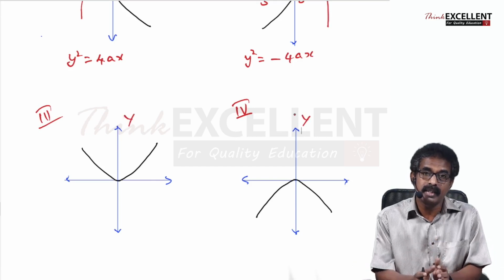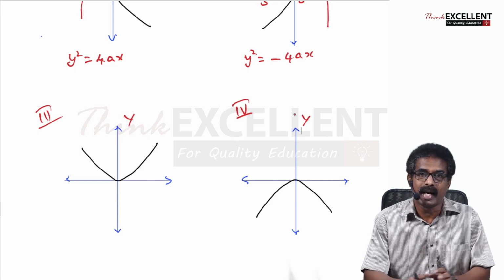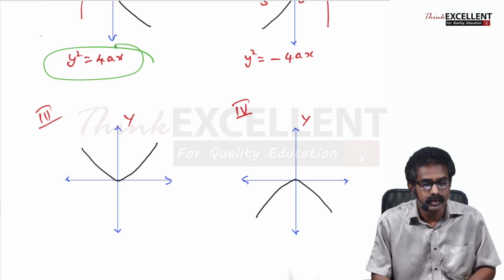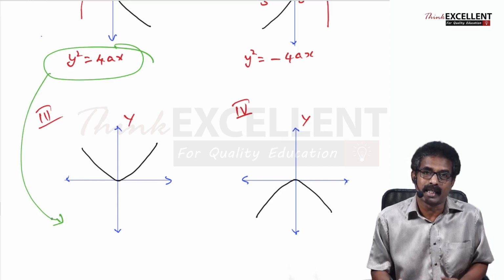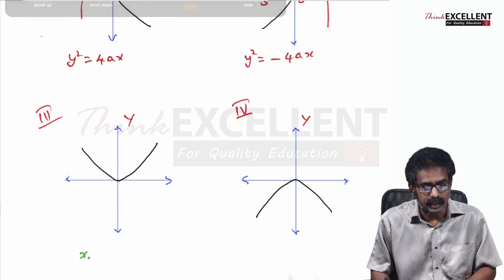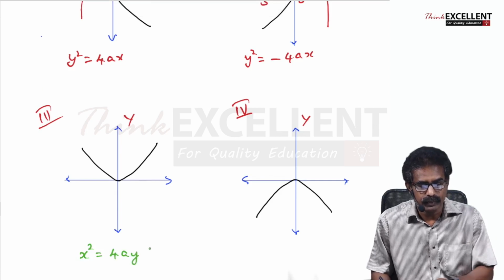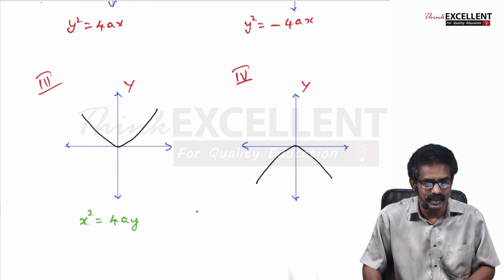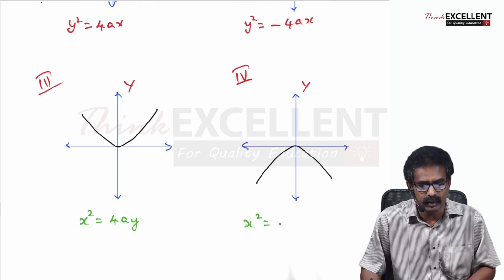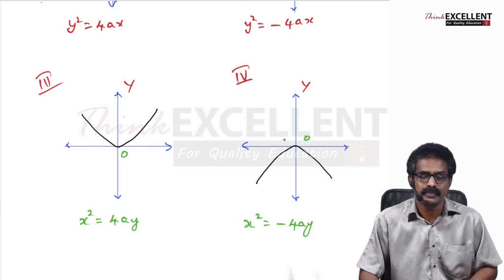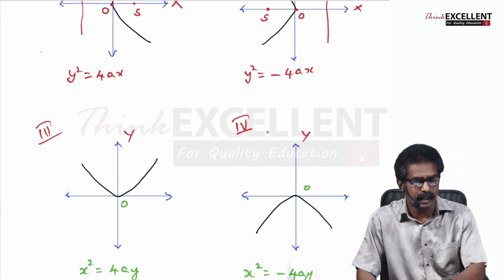So in the equation itself, there is a change: x becomes y and y becomes x. See the first type, y square equal to 4ax. The equation of the third type, instead of x you put y and instead of y you put x, so the equation will be x square equal to 4ay. Then immediately you can say the fourth one, similar but only the sign changes: x square equal to minus 4ay. So there are 4 types of parabola.